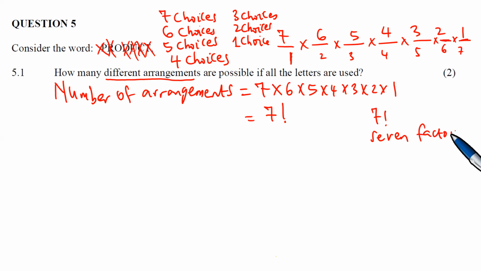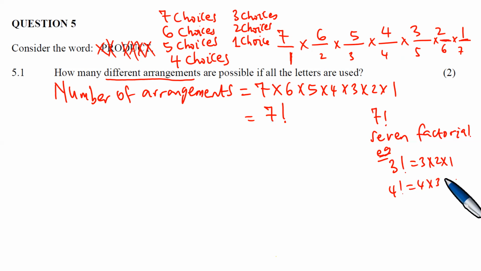Some of you might not have seen this symbol, an exclamation mark. In English, if somebody's shouting, you put this kind of symbol, but in mathematics it means a factorial, and it means you are multiplying 7 times 6 down to the number 1. Some examples: 3 factorial is 3 times 2 times 1. 4 factorial is 4 times 3 times 2 times 1. 5 factorial is 5 times 4 times 3 times 2 times 1.